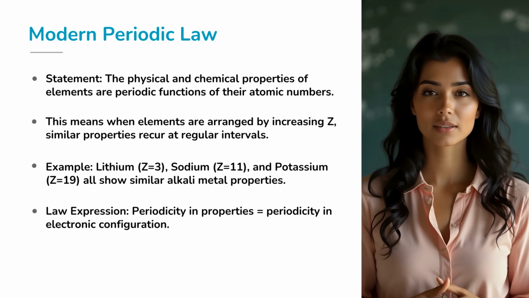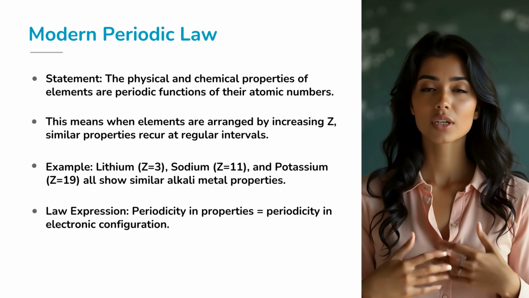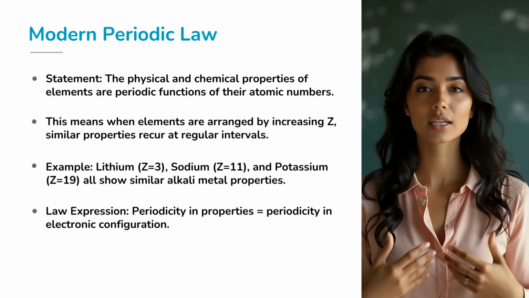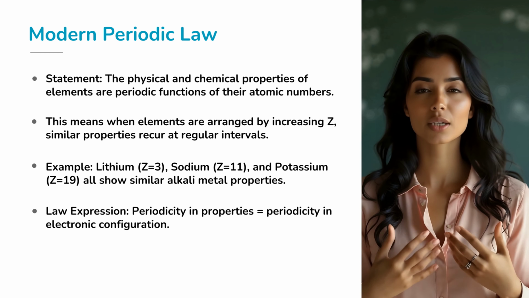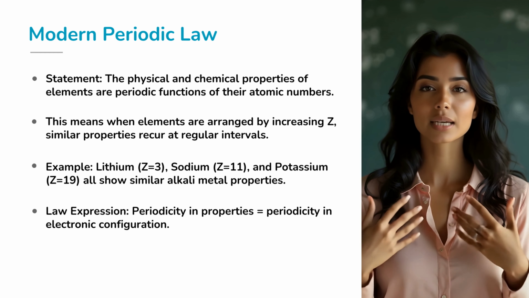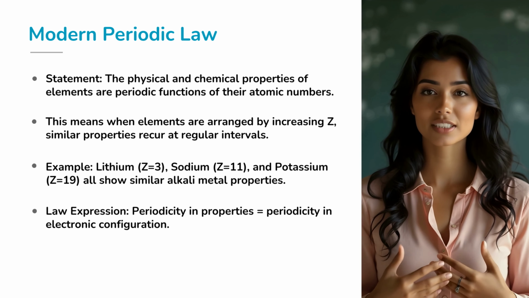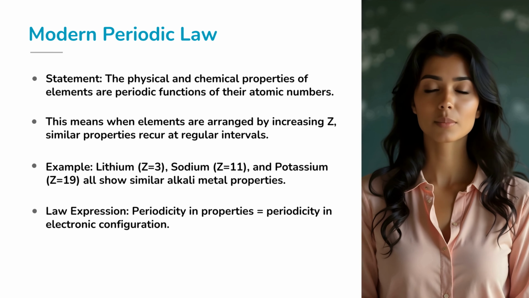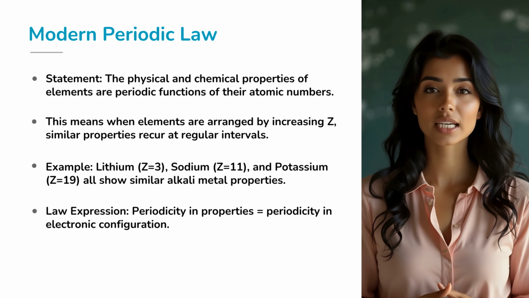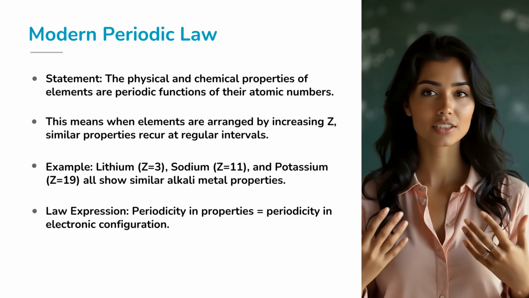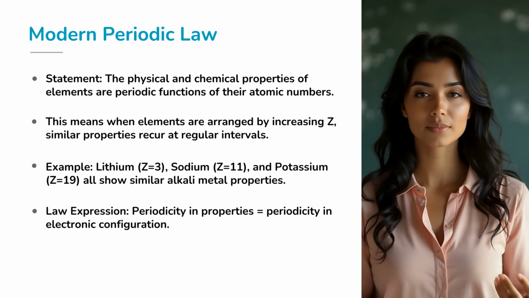Why does this happen? Because the electronic configuration of the outermost shell repeats in a predictable manner. Every new period begins when a new electron shell starts to fill, and that's why the same type of chemical behavior appears again and again. The modern periodic law gave us a periodic table that not only corrected the mistakes of the past but also predicted the chemistry of elements with surprising accuracy.